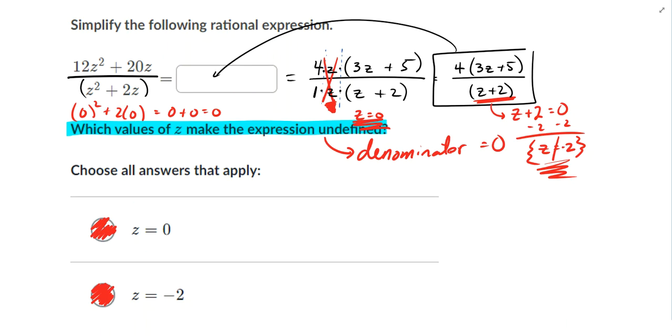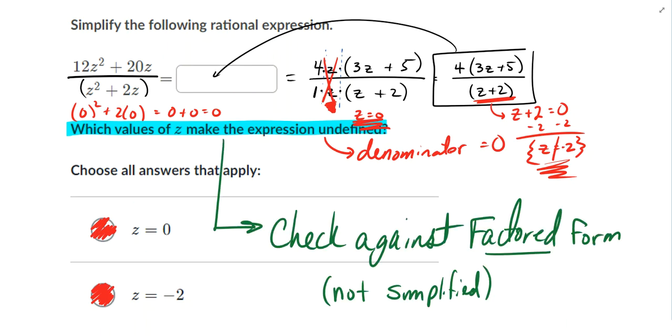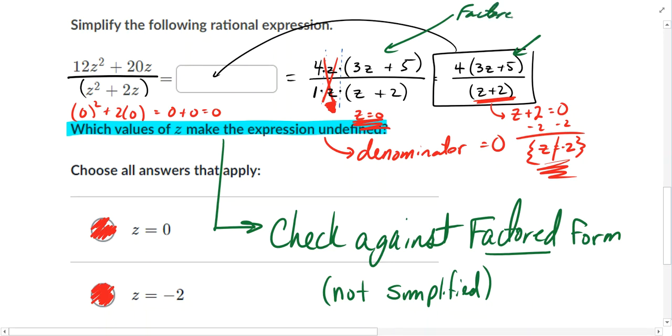So if you take anything away from this portion of the video, it should be that when looking for the values that make the expression undefined, check for those against the factored form of the rational expression, not the simplified form. This one is the simplified one that didn't give us all of the answers. This one is the factored form that worked.